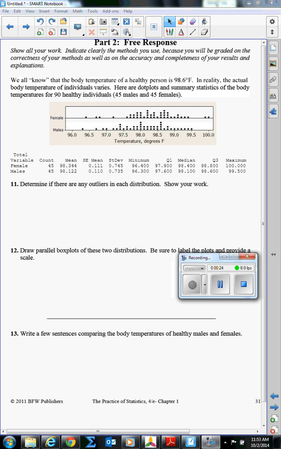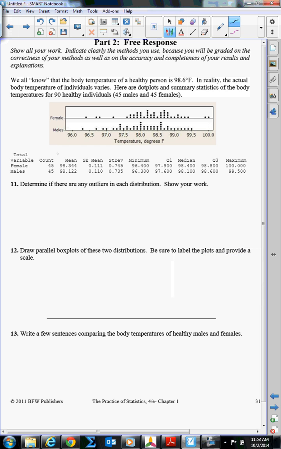actually varies. So here's some data. The 45 males and 45 females, we have parallel dot plots. And we also have some tabular data. They give us the mean for each. I don't know if we'll need that. They give us the standard deviation for each, which again, I don't know if we'll need.